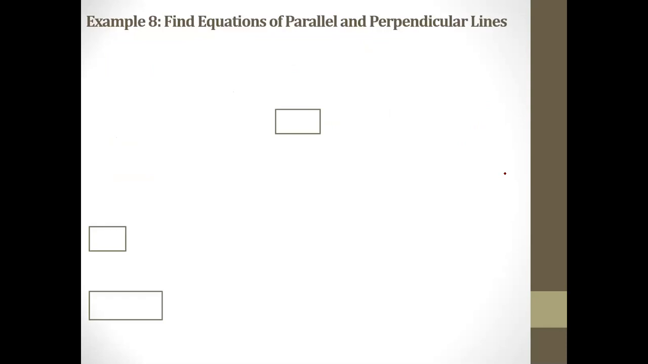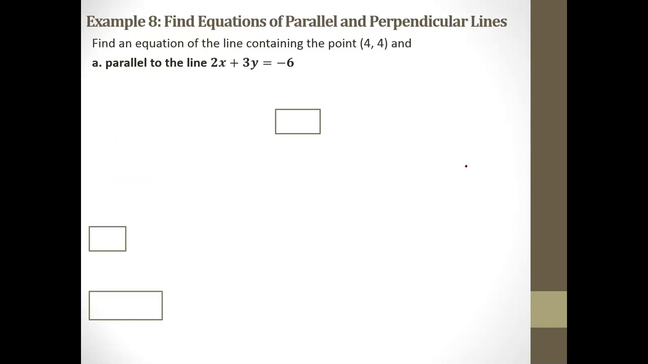All right, find the equation of the parallel and perpendicular lines. Now, we're going to find the equation of the line that contains this point 4, 4, and is parallel to the line 2x plus 3y equals -6. First of all, we need to remember that parallel lines have equal slopes. So their slopes are equivalent. We just need to find the slope of the given line.